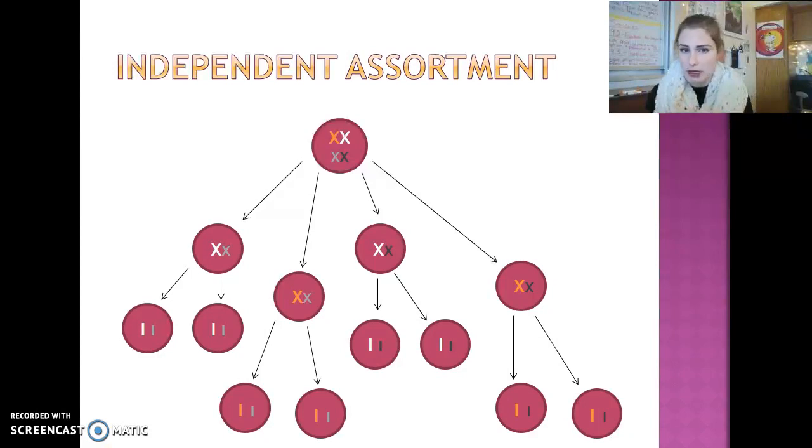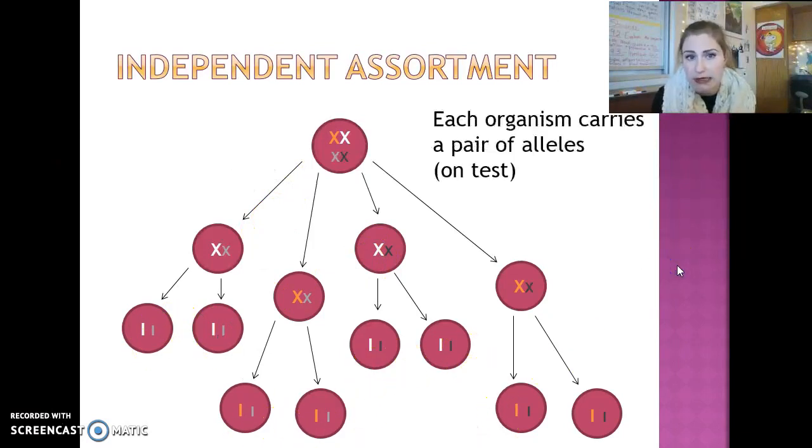So independent assortment. This is my way to help you guys visualize again all of the different possibilities. Once again, only having 4 chromosomes in this original cell. In humans, we have 46, so we would have 46 different colors. So when we go through meiosis, we end up making all of these different possibilities. Each organism is going to carry a pair of alleles. You're going to see that on your test. Each organism is going to carry a pair of alleles, and that is because we get one of the alleles from our mom, the other allele from our father.